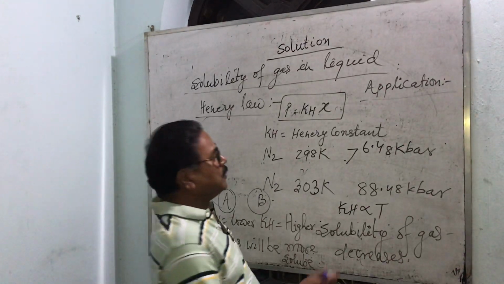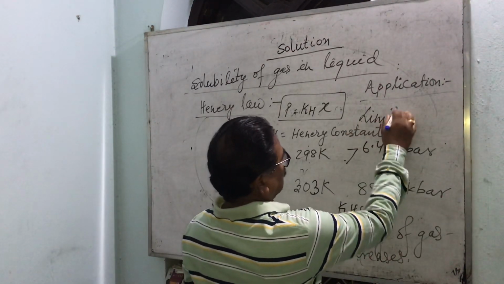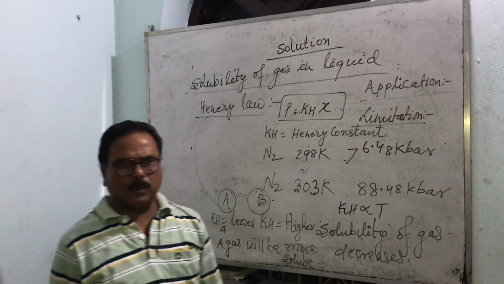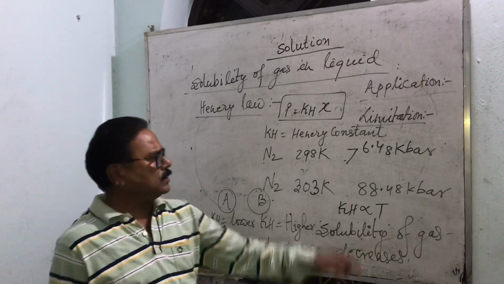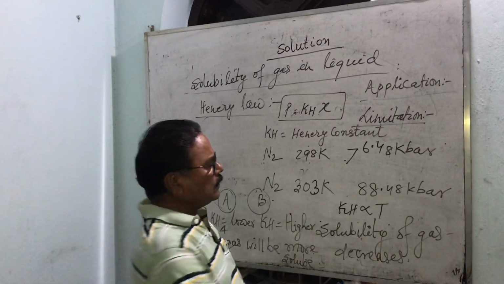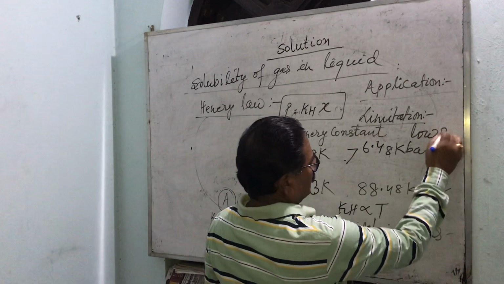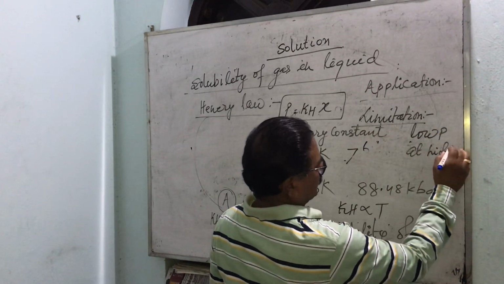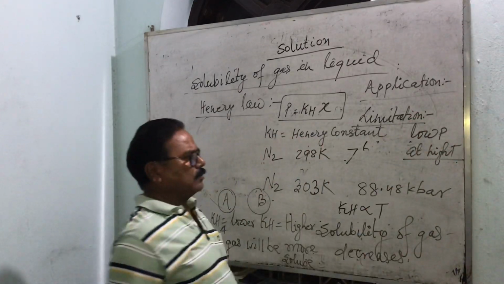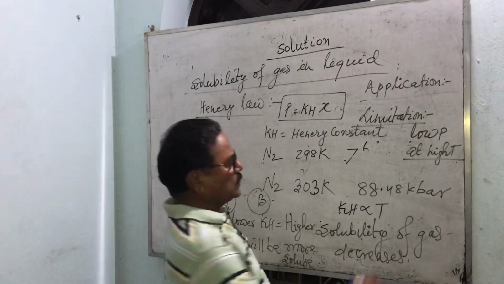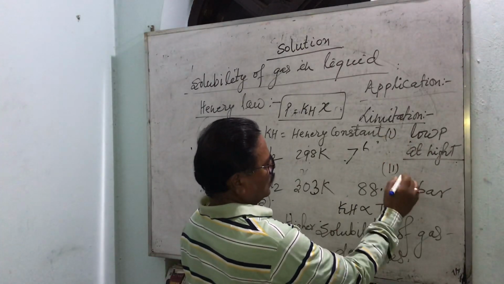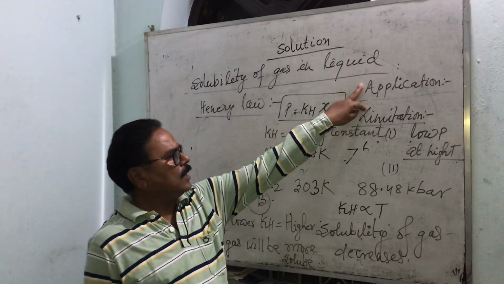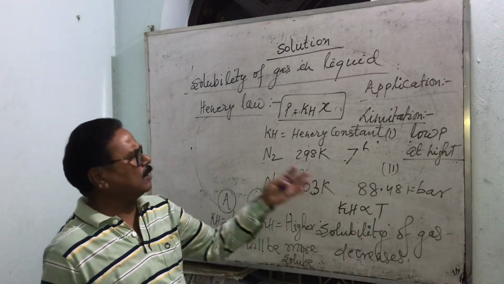Now, what are some limitations? This law is only applicable for ideal solutions, at low pressure and at high temperature. These are the conditions where it can be applied. And another condition is that the solute does not undergo any association or dissociation. Remember what the applications and what the limitations are. So this is all about Henry law.